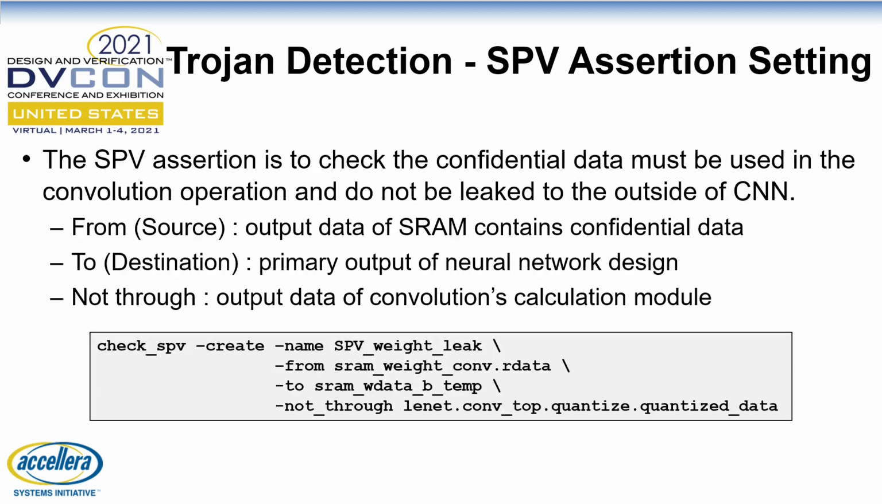For the other, the data leakage concern, the concept is that we consider the confidential data must be used in the convolution operation and should not be leaked to the outside of the CNN. It can guarantee that the weights or bias stay in the convolution module. Therefore, we set up an SPV assertion to identify a path starting from SRAM and ending at the primary output of the CNN, but not passing through the calculation module of convolution. If the path exists, it means that the confidential data are fed to the Trojan to be stolen out of the CNN design.